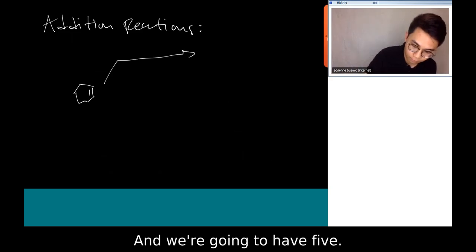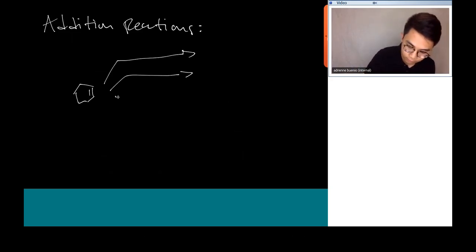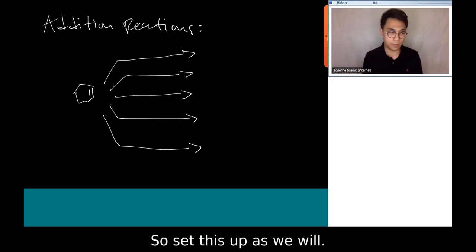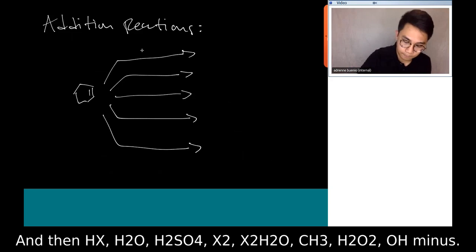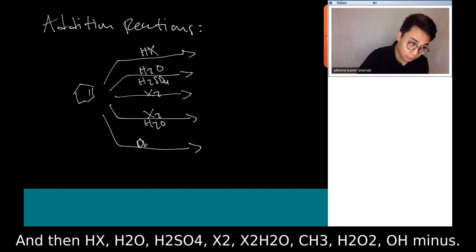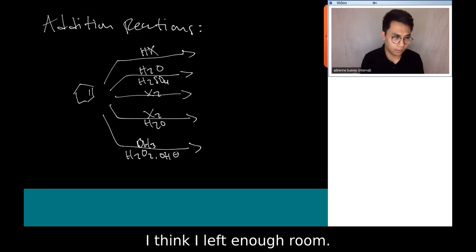And we're gonna have 5, right? So set this up as we will, and then HX, H2O, H2SO4, X2, X2, H2O, BH3, H2O2, OH minus. Okay, I think I left enough room.